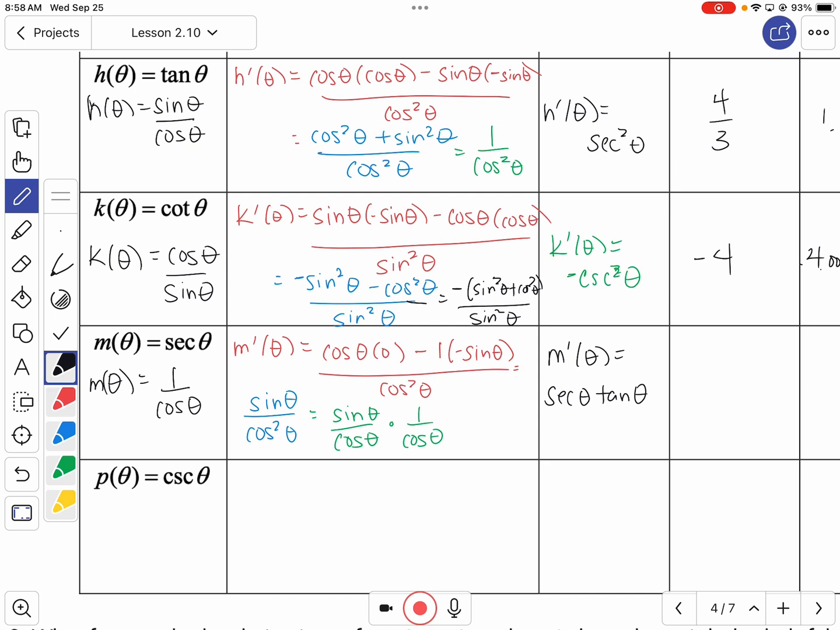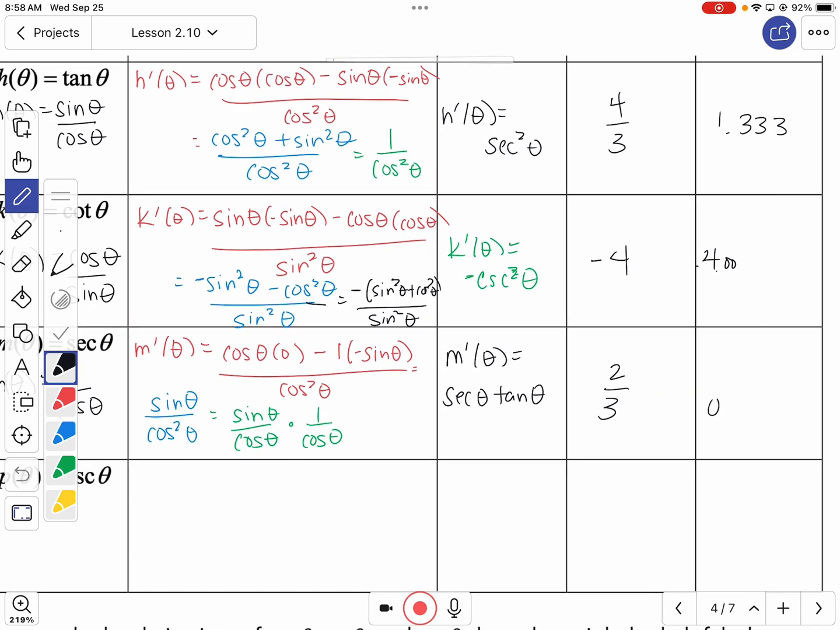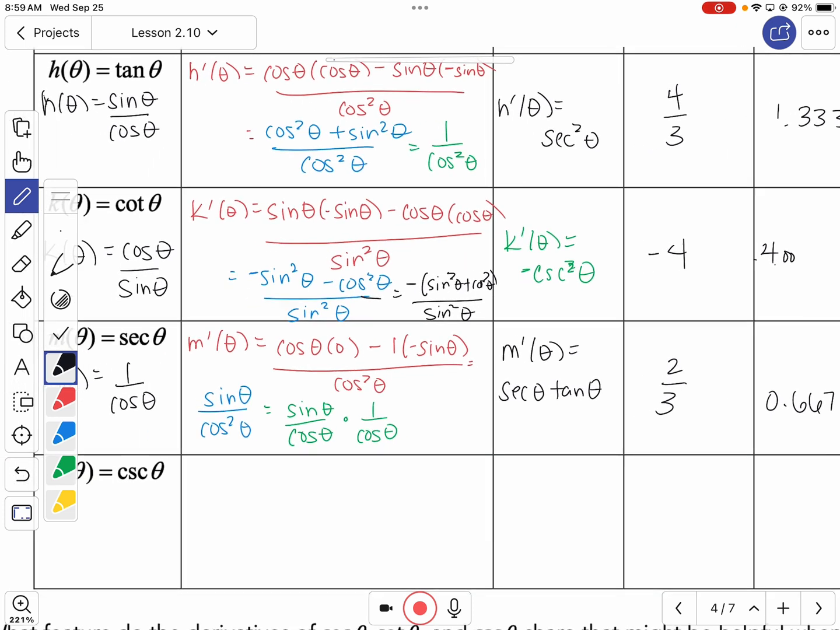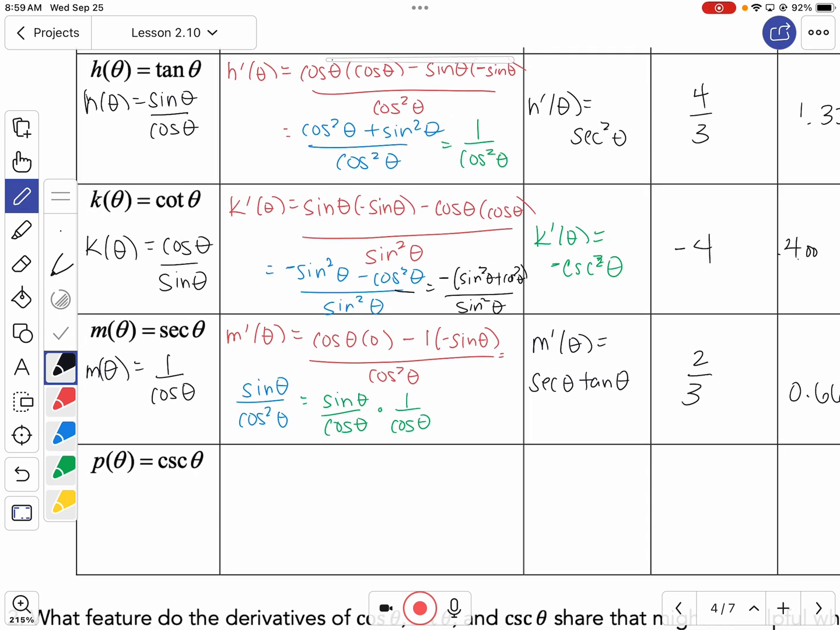And then if I plug in pi over 6, it should give me 2/3 and then 0.666. If it makes you happier, put a 7 there. But again, we're just using the quotient rule. So now see if you can do cosecant real fast.